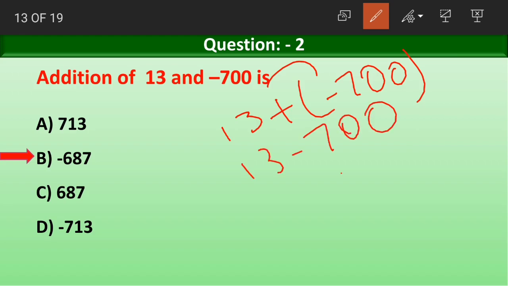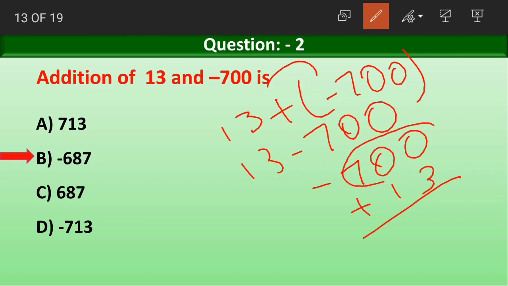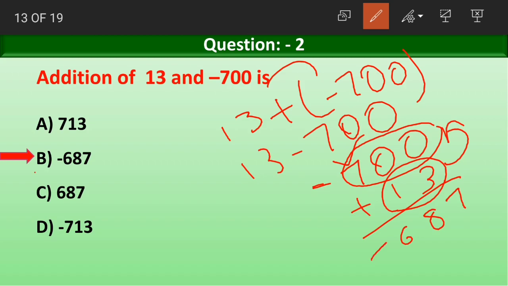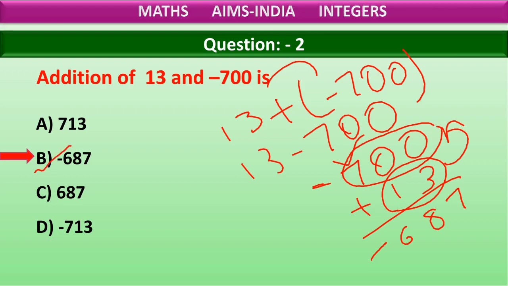So 13 minus 700. How do we do this? Minus 700 plus 13. If we subtract, what should we do? We should subtract the lower absolute value from the higher absolute value. If we subtract 13 from 700, we get the answer as 687. Now coming to the sign, 700 has the higher absolute value. It is carrying the negative sign, so the result will also have the negative sign. The answer is minus 687.